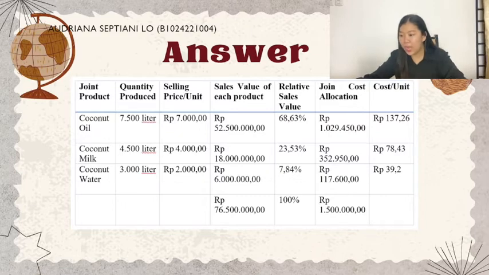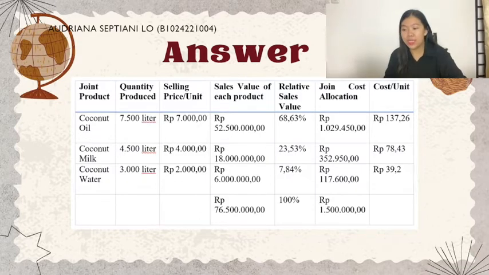For the coconut milk, the quantity produced is 4,500 liters, and the selling price per unit is 4,000 rupiah. So the sales value is 4,500 liters multiplied by 4,000 rupiah, and the result is 18 million rupiah. The relative sales value of coconut milk is 23.53%, and the joint cost allocation is 352,950 rupiah. For the coconut water, the sales value is 6 million rupiah.